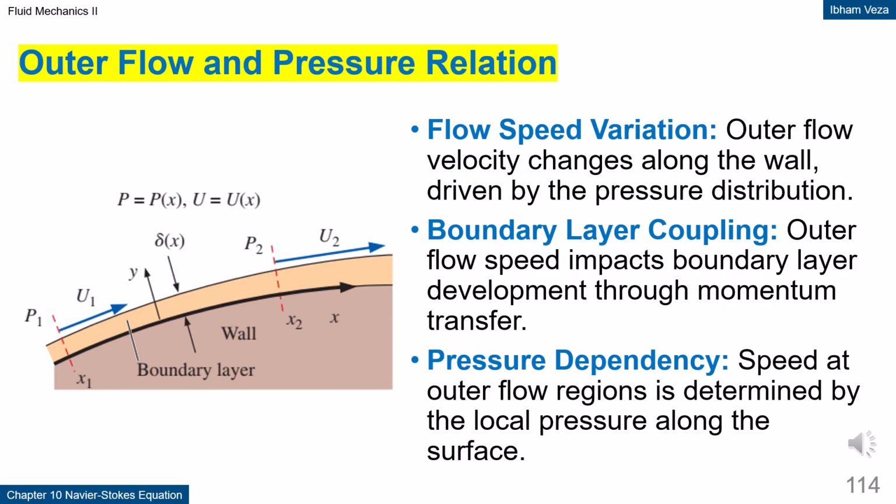Outer flow and pressure relation. The outer flow velocity can change along the wall due to pressure distribution. This change influences boundary layer development through momentum transfer mechanisms. In other words, the boundary layer always adapts to the outer flow conditions. This relationship is very important in flows with pressure gradients. An adverse pressure gradient can trigger flow separation.